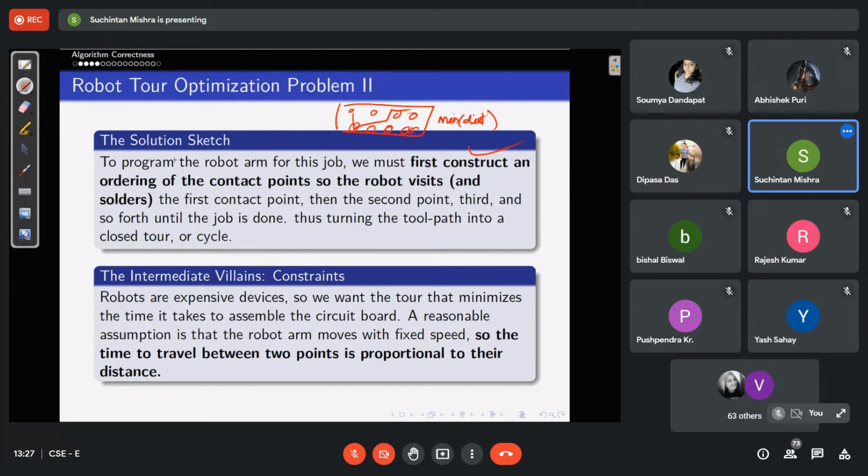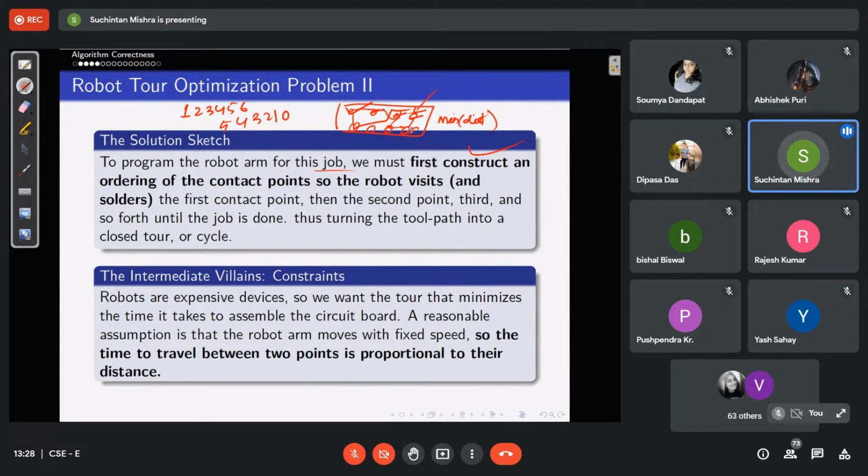To program the robot arm for this job, we must first construct an ordering of the contact points so that the robot visits them. The ordering might be 1, 2, 3, 4, 5, 6. So the robot will visit point 1, then point 2, point 3, point 4, and so on. If it is 5, 4, 3, 2, 1, 0, then the robot might move from here to here, from here to here.